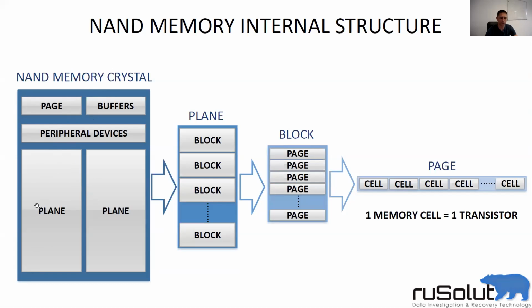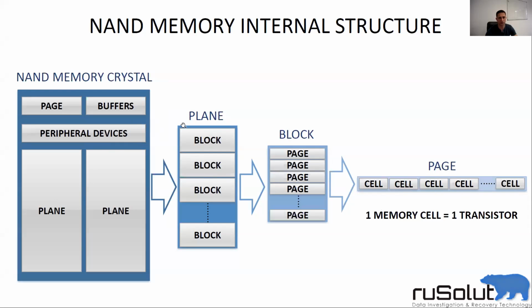It's planes, 2 or 4 planes usually. One plane is an array of memory cells. So the plane is the thing where all information is located, where all the data is stored. And usually a NAND memory crystal consists of 2 or 4 planes. One plane consists of blocks. I hope that you are familiar with this already. A block consists of pages, and pages consist of memory cells. One memory cell is one transistor. So that's the structure of a NAND memory crystal.